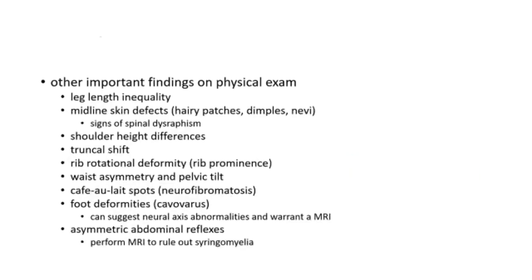There are other important findings on physical exams. You have to look for leg length inequality, because this could be the reason this girl or boy is getting scoliotic, in order to let one short limb reach the ground. Midline skin defects, because it could be a part of spinal dysraphism. Shoulder height difference and truncal shift denote decompensation of the curve. Rib rotational deformity or rib prominence, because this is usually the most disfiguring, and that's why most of the girls at that age look for surgical management. Waist asymmetry and pelvic tilt. Café au lait patches for fear of neurofibromatosis.